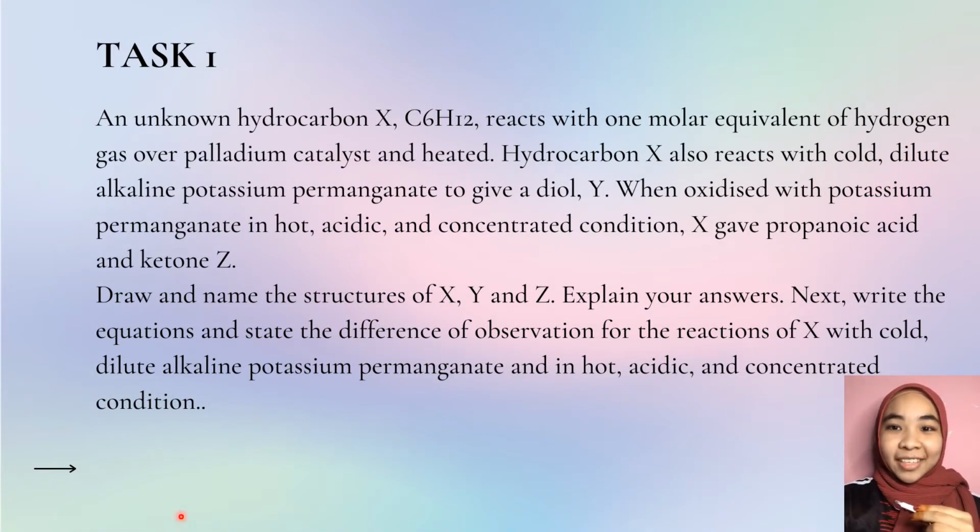Task 1 states: an unknown hydrocarbon X, C6H12, reacts with 1 molar equivalent of hydrogen gas over palladium catalyst and heated. Hydrocarbon X also reacts with cold, dilute alkaline potassium permanganate to give a diol Y. When oxidized with potassium permanganate in hot, acidic and concentrated condition, X gives propanoic acid and ketone Z. The question asks, draw and name the structures of X, Y, and Z.